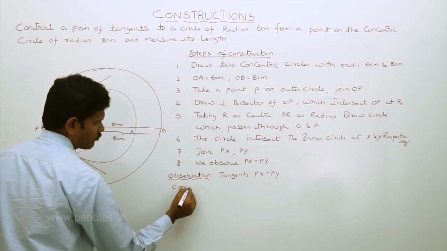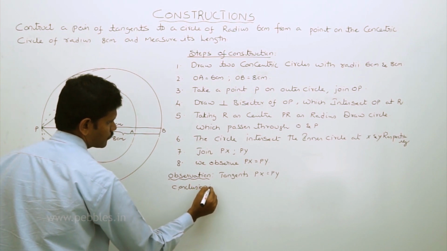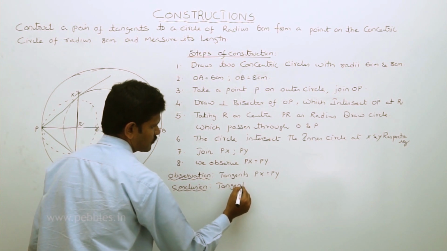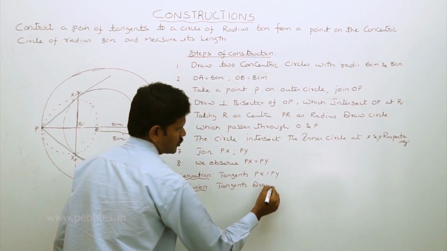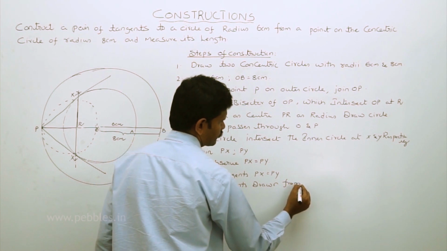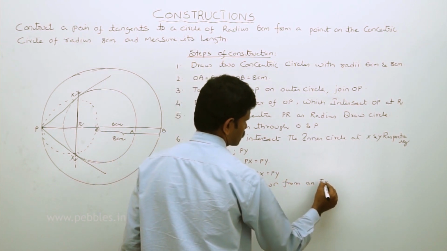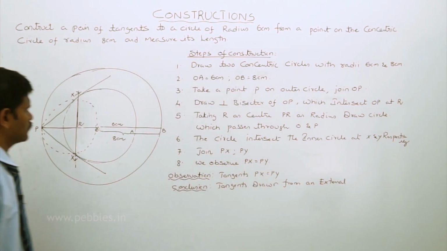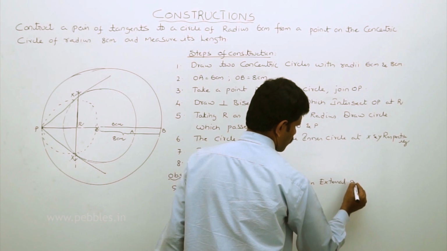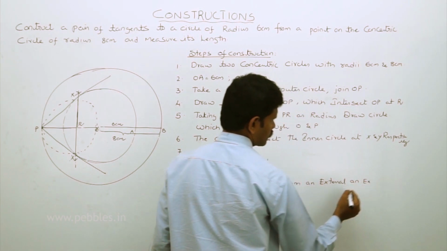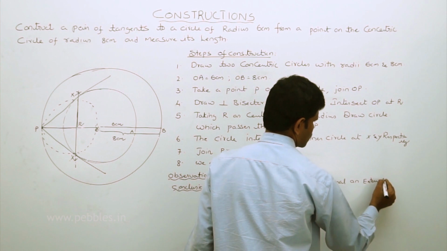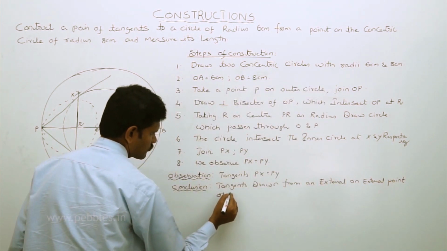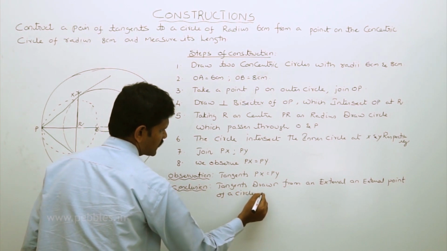Conclusion: tangents drawn from an external point of a circle are equal.